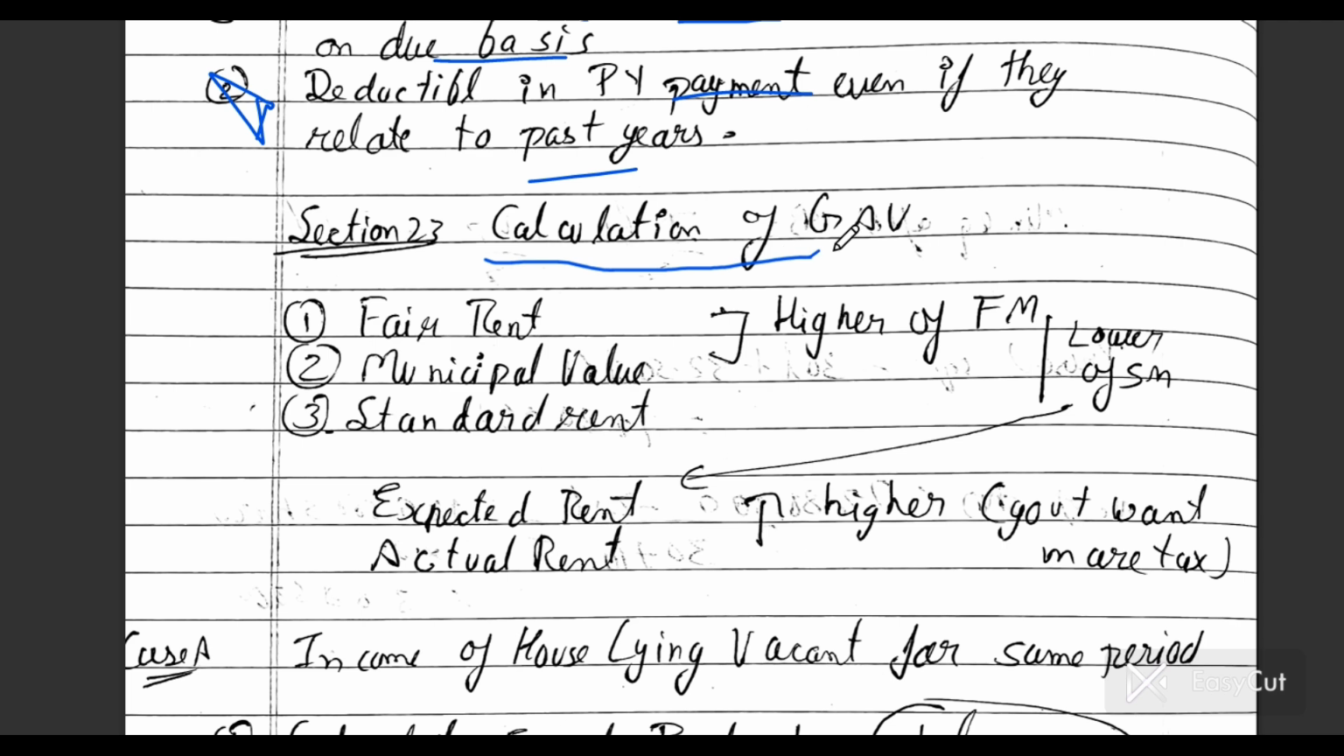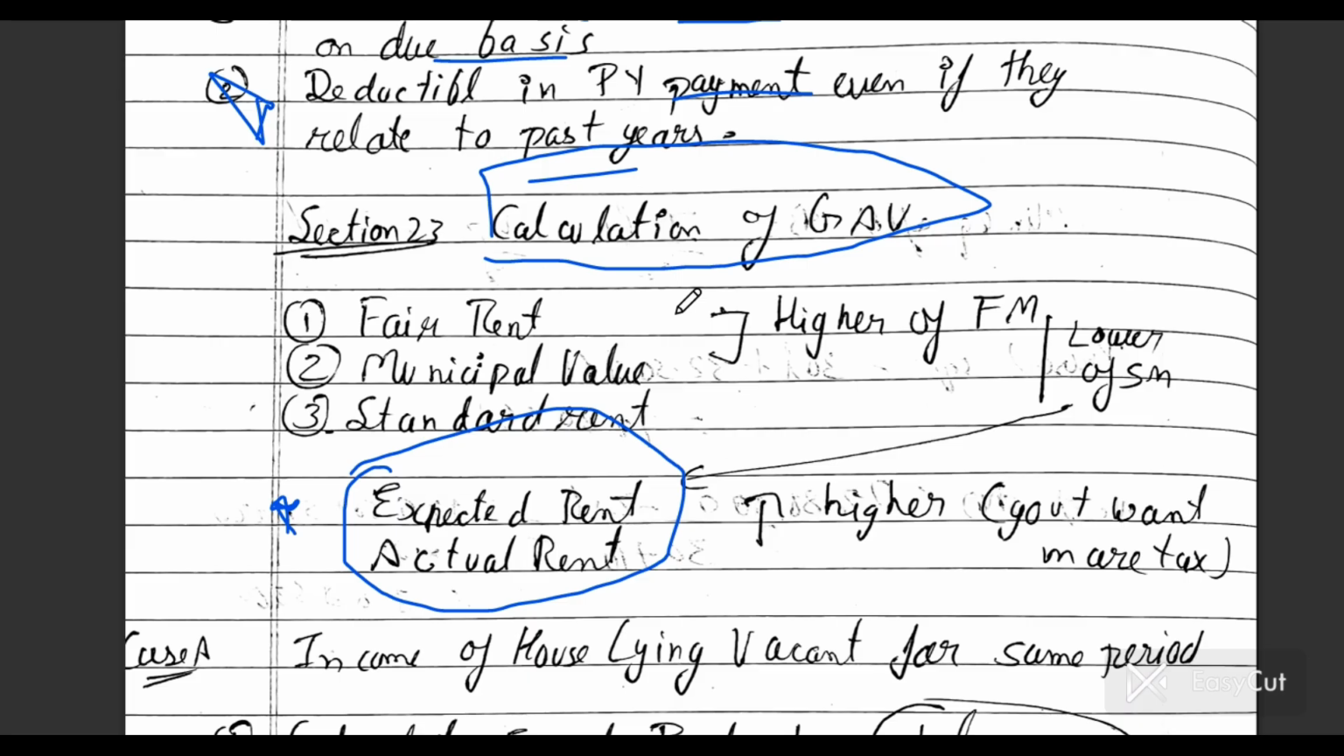Then, most important, the calculation of GAV. Once you have calculated the GAV, everything is simple. First, how should you find GAV? Expected rent or actual rent, whichever is higher, will be the GAV. Now the question is how we will calculate expected rent. So I have made a memory trick for this.